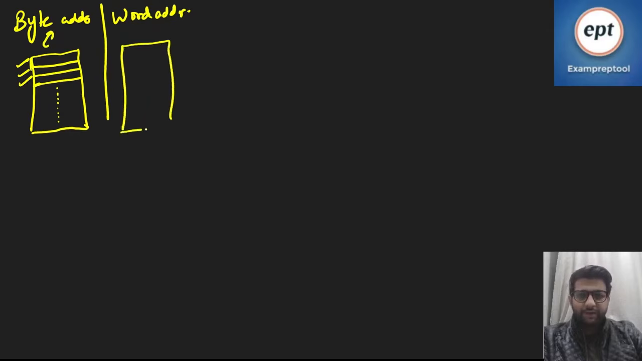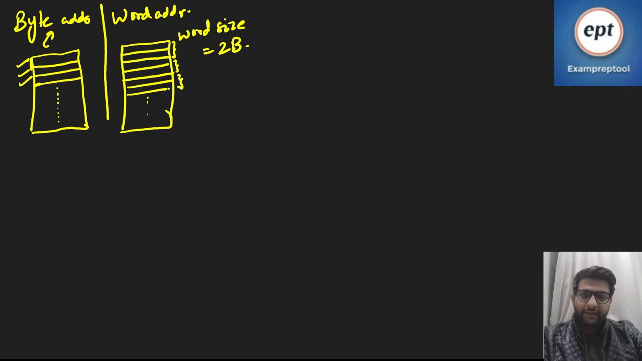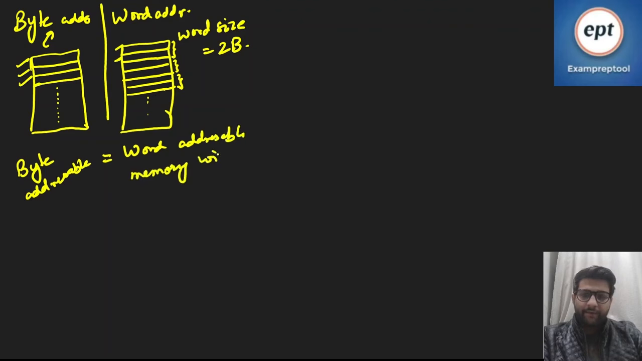And if this is our memory, and let's say it is given that the word size is equal to 2 bytes, right? Now if these are different bytes, now every 2 bytes will be given a separate address, right? And that means that this particular byte and this particular byte will have the same address, right? So this is a type of word addressable memory, right? And byte addressable memory is equal to word addressable memory with word size equal to 1, right? So just try to remember this concept of byte addressable memory and word addressable memory.